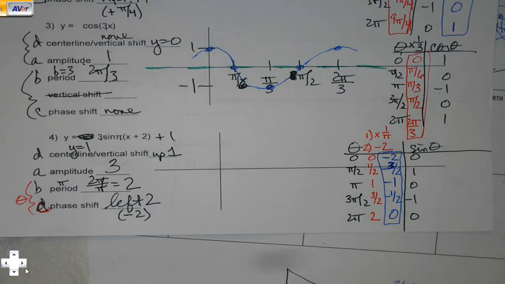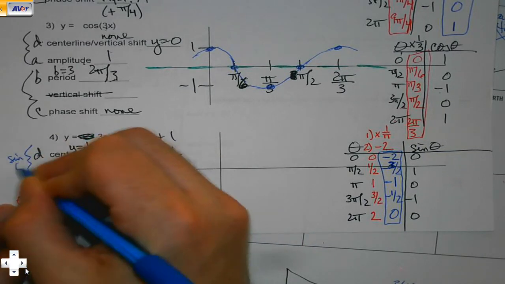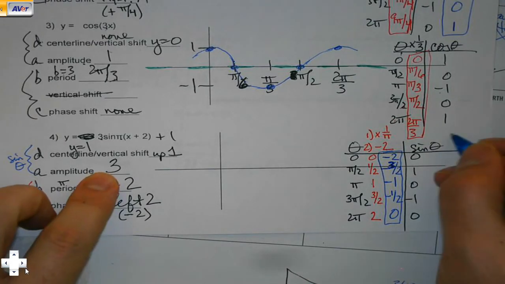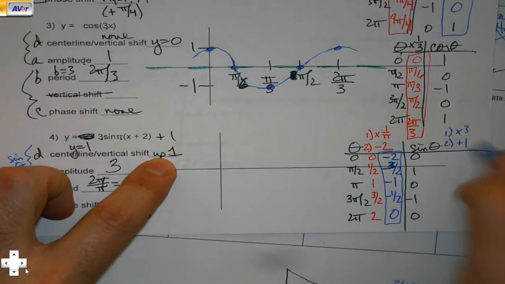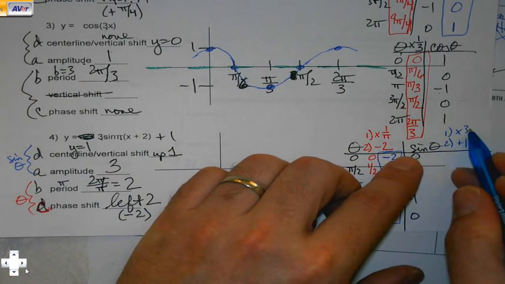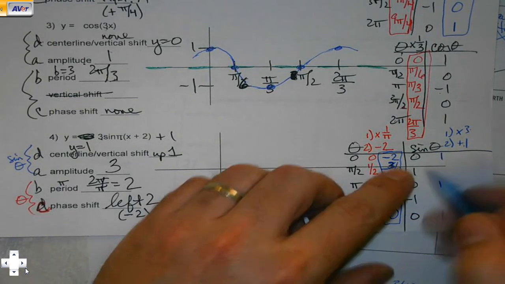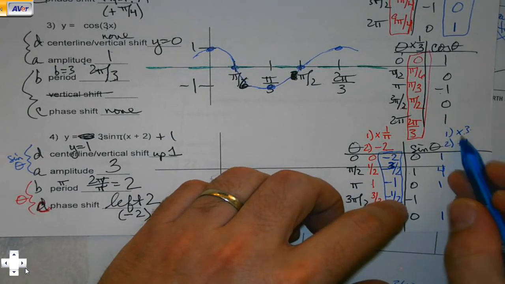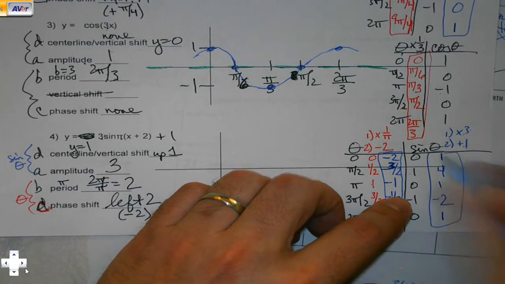When I move over to sine, now I'm using these. My amplitude comes first, then any vertical shift. So I'm going to multiply by 3 and then add 1. 0 times 3 is 0, plus 1 is 1. So all of my zeros will be 1s. 1 times 3 is 3, plus 1 is 4. Negative 1 times 3 is negative 3, plus 1 is negative 2.